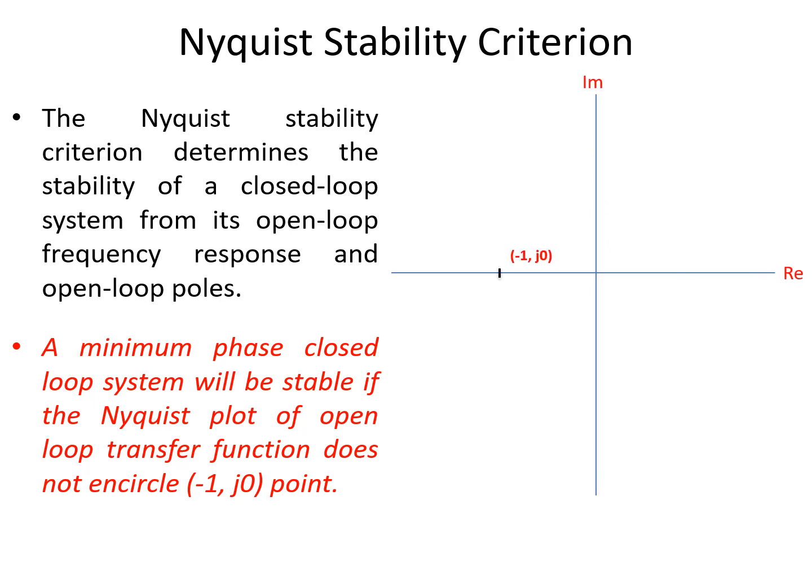So -1 + j0 comes here somewhere. If your polar plot is outside, not encircling this point, then it is stable. For example, in this second plot, you can observe that it is encircling this point. Such systems are said to be unstable. You are not supposed to have -1 inside your plot. But again, here also you have this -1 + j0 point encircled. This is also unstable.